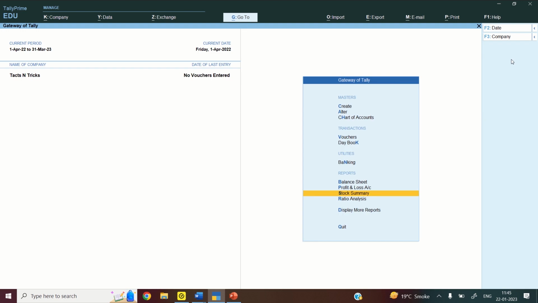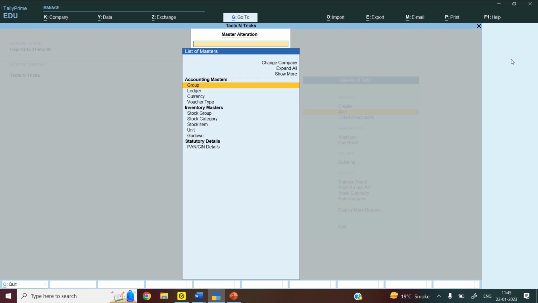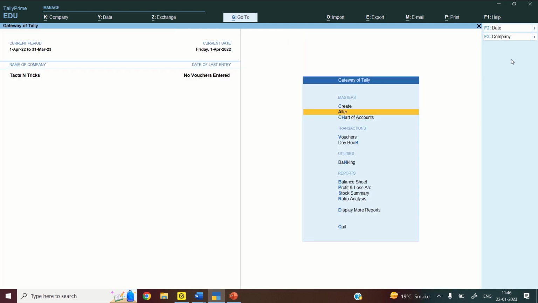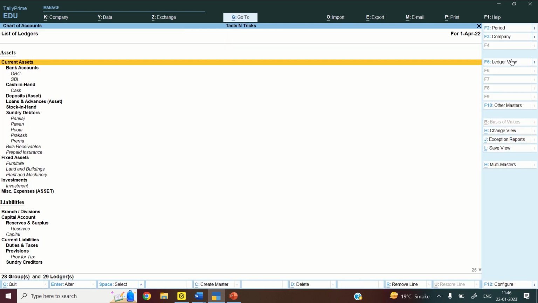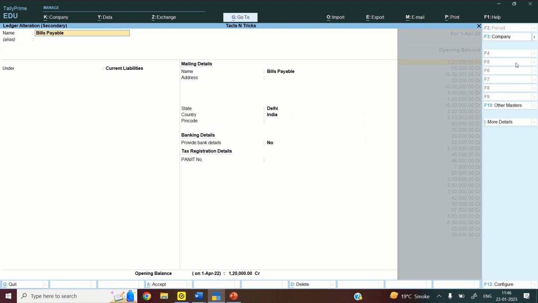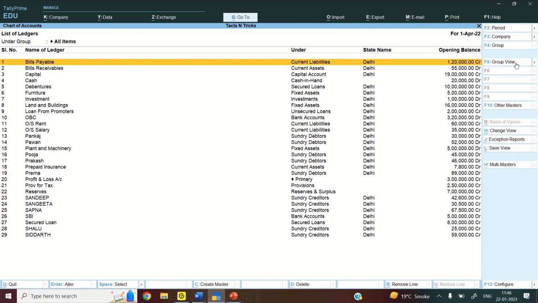Now suppose if you have made any mistake in creating the ledgers, you can go to alter and you can go to ledger and you can correct any ledger you have made a mistake in, right? Or you can even go to chart of accounts, ledgers, or you can go to ledger view, and whatever ledger you feel like the balance is not correct or the title is not correct or the group is not correct, you can just press enter and you can correct your ledger. And even if you want to delete the ledger, you can delete any ledger from here, and if you want to alter, you can alter any ledger from here.